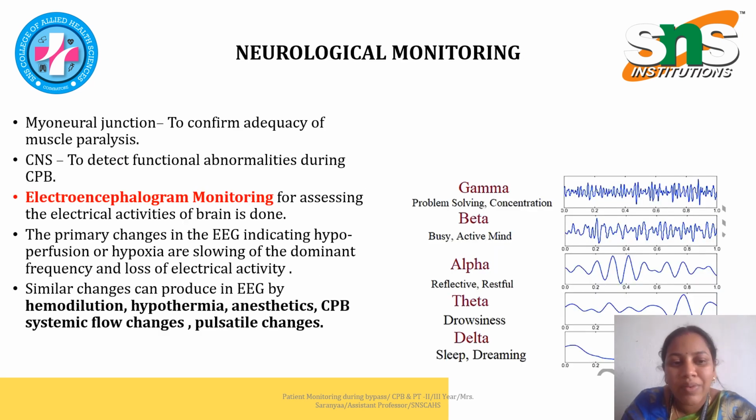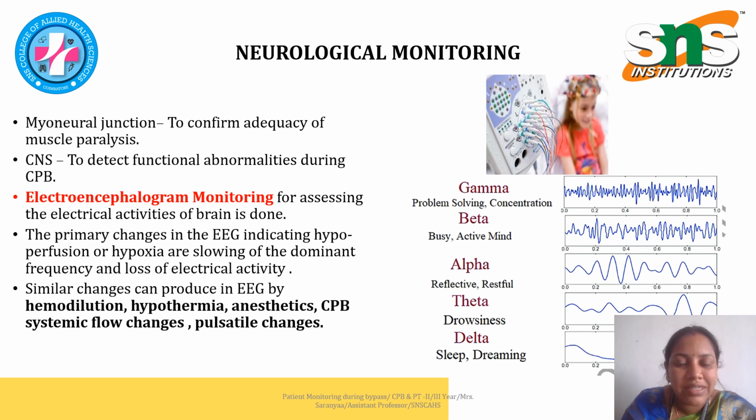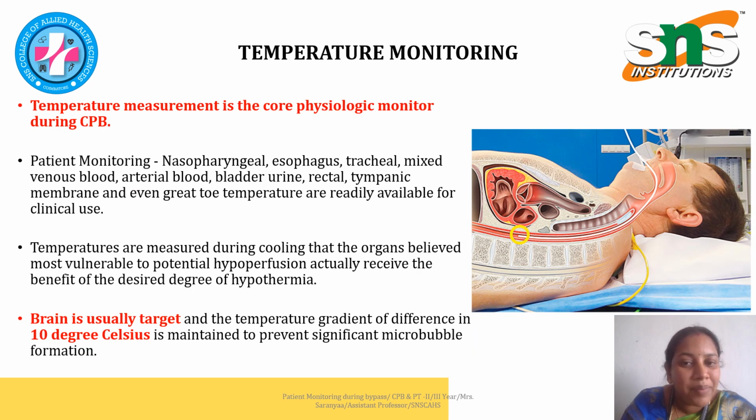Neurological monitoring is also very important for monitoring the brain activity during surgery. In case of any traumatic issues like cerebral embolism or cerebral hemorrhage, you have to do neurological monitoring. Temperature monitoring is much more important than the others. Why? Because if you reduce the temperature, you want to reduce the perfusion flows and reduce the pressure. So whatever surgery it is, it can be done with the help of hypothermia.